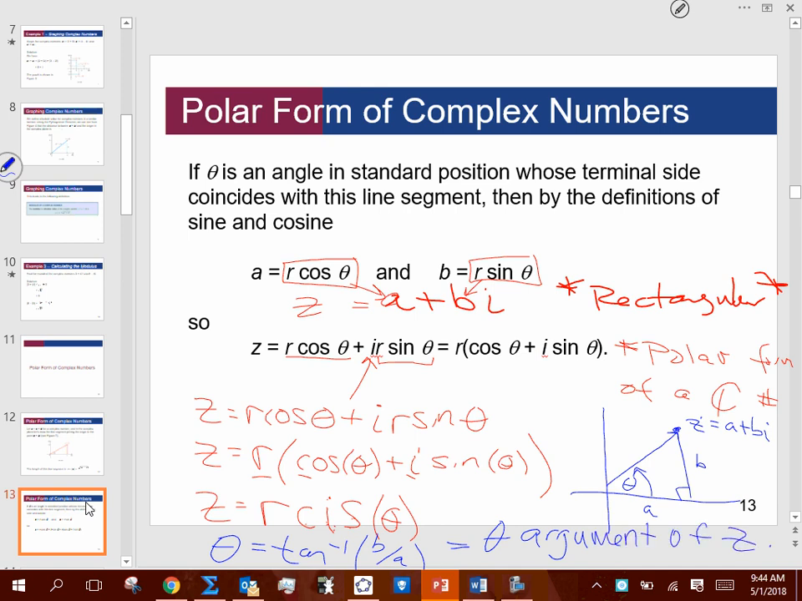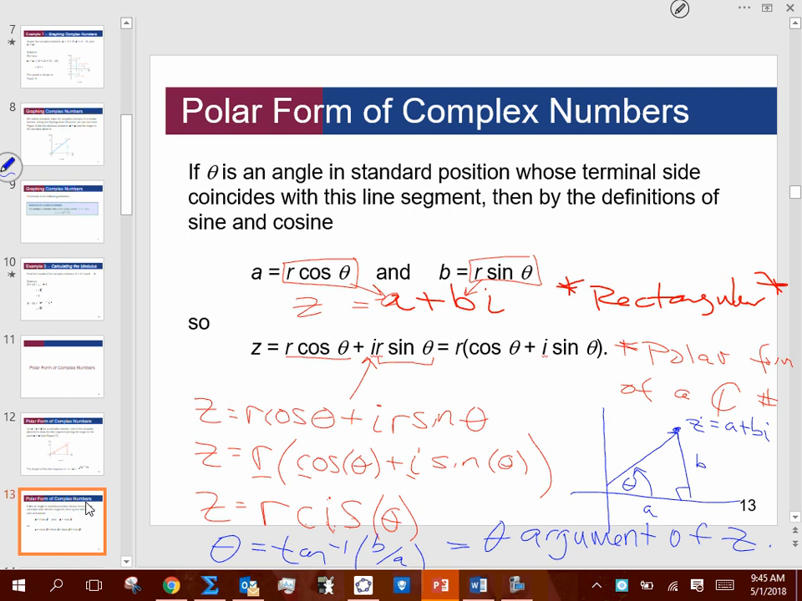of z. Okay? So in regards to taking a rectangular complex number, and it could be purely imaginary at some point, and putting it into polar form of a complex number, you need the modulus of z, and you need the argument of z. The modulus just means that r value, that distance, that hypotenuse, or the radius of the circle, and then your argument is just theta. Is that okay? Or the angle that's generated.